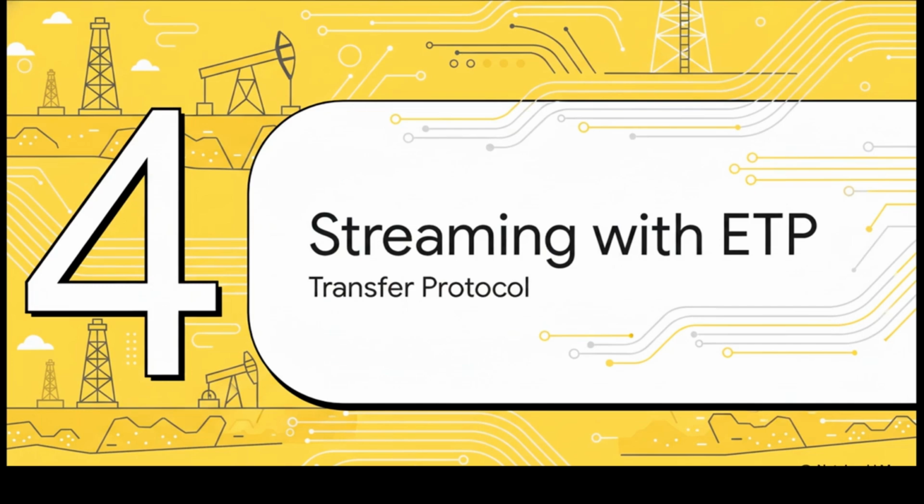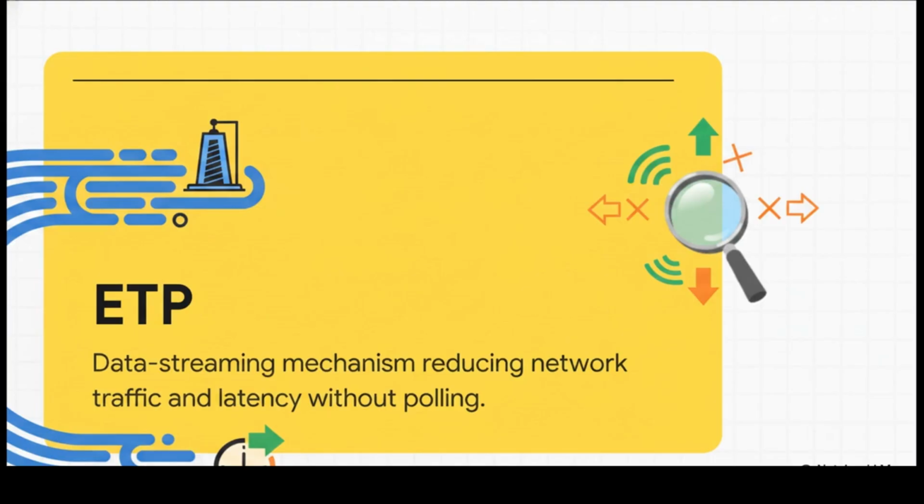Section 4, Streaming with ETP, the Energistics Transfer Protocol. The industry totally recognized this bottleneck, and here is the ultimate solution. ETP, the Energistics Transfer Protocol, is a completely new specification built for true data streaming. The game changer here? Receivers no longer poll. Providers push the data instantly, cutting latency to near zero.